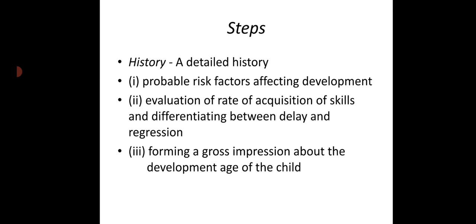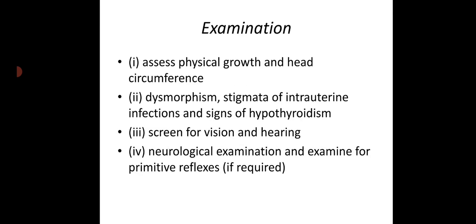Steps. First, a detailed history is to be taken to know the probable risk factors affecting development, evaluation of the rate of acquisition of skills and differentiating between delay and regression, forming a gross impression about the developmental age of the child.